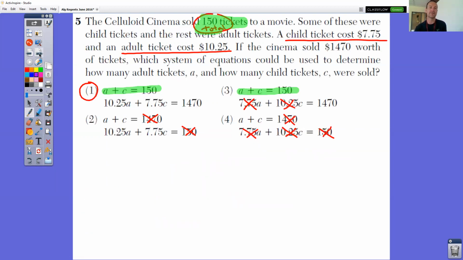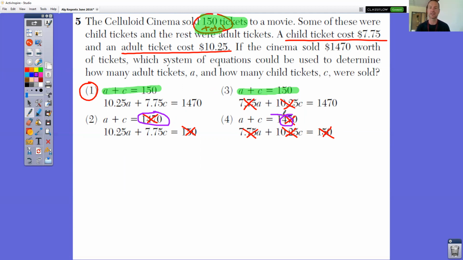In question number 5, the store sold 150 tickets total to the movie. They sold children's tickets and they sold adult tickets. So when you look at the systems here, the 2 green ones have to be correct for the total number of tickets being sold. It wouldn't be 1,470 tickets. So you know 2 and 4 are not correct because of the 1,470.